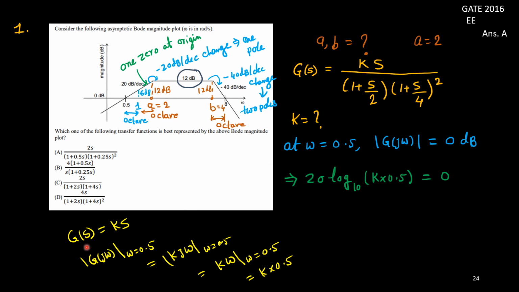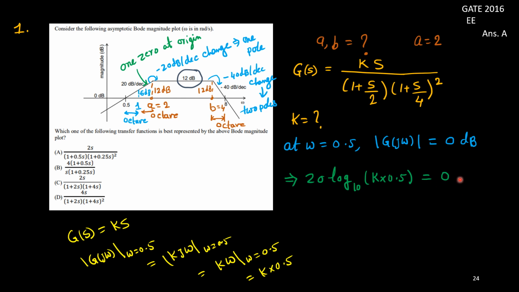I'll consider one gain function G(s) equal to K into s, and then I'll find the magnitude of G(j omega). S is replaced by j omega, so K into j into omega. Its magnitude is K omega, and at omega equal to 0.5, it is K into 0.5. So this is the magnitude. I need to consider it in dB scale. dB is 20 log of magnitude. So 20 log of K into 0.5, base 10. This is in dB scale, and that is given as 0 dB.